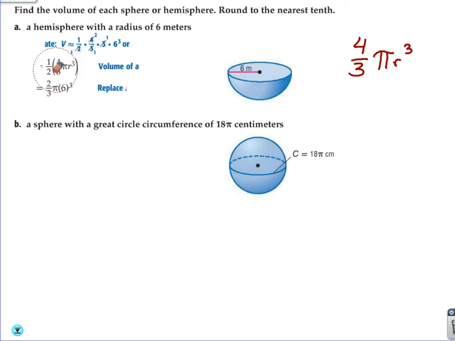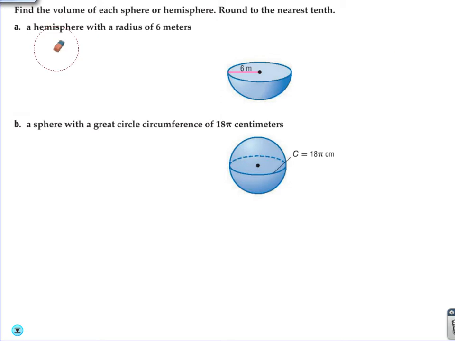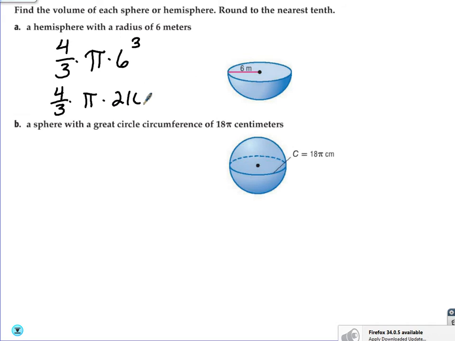I'm just going to find the volume of the entire thing and just halve it. That's how I'm going to work it. So here we go. 4/3 times pi times the radius, which is 6 to the 3rd power, which is 4/3 times pi times, I believe that's 216.